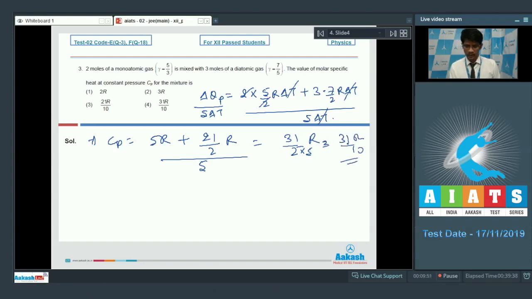31R by 10. We are getting option 4 as the correct answer, that is the specific heat capacity at constant pressure for the combined system. Now let's proceed to question number 4.